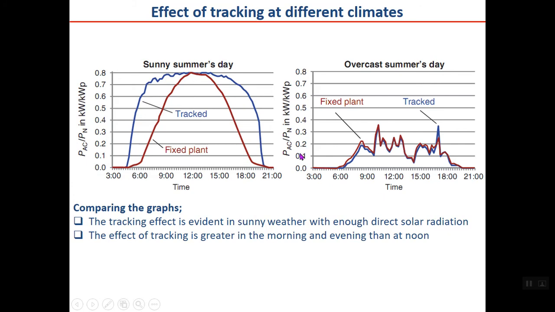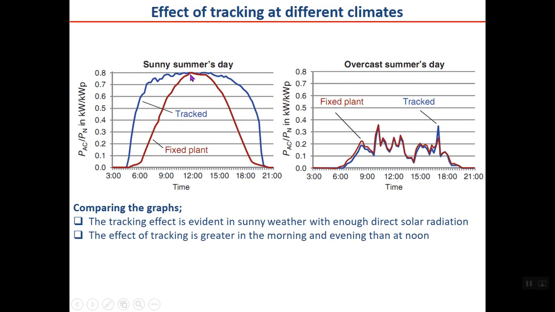Here you can see the effect of tracking in different climates. The picture on the right shows the difference between a tracked system and a fixed system on an overcast summer day, meaning a cloudy day, and you can see that the difference between the two is very small. So you can conclude that solar tracking actually has no benefit on an overcast day or in climates with a lot of diffuse radiation.